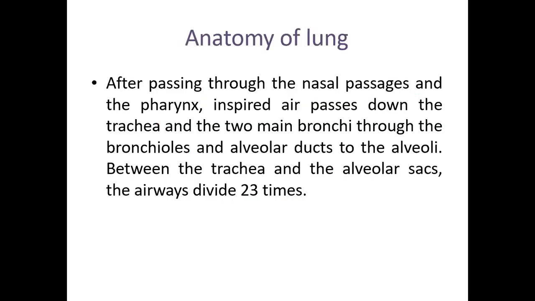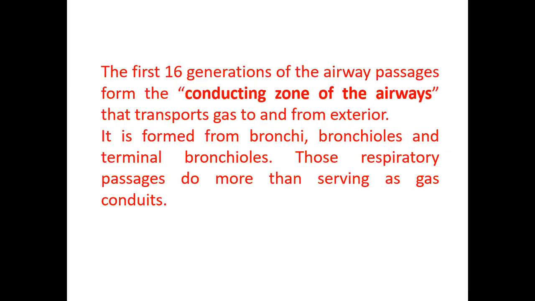Anatomy of the lung. After passing through the nasal passages and the pharynx, inspired air passes down the trachea and the two main bronchi, through the bronchioles and alveolar ducts, to the alveoli. Between the trachea and the alveolar sacs, the airways divide 23 times. The first 16 generations of the airway passages form the conducting zone of the airways that transport gas to and from the exterior. It is formed from bronchi, bronchioles, and terminal bronchioles.